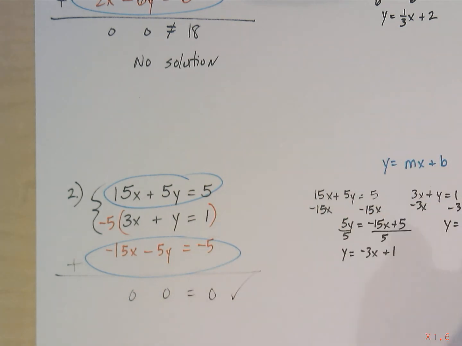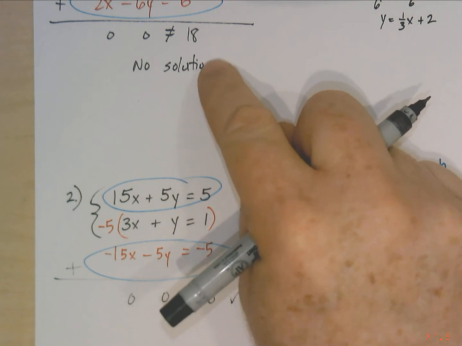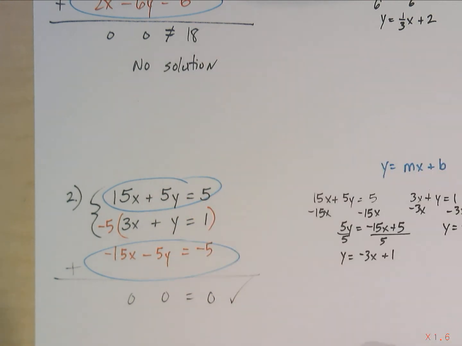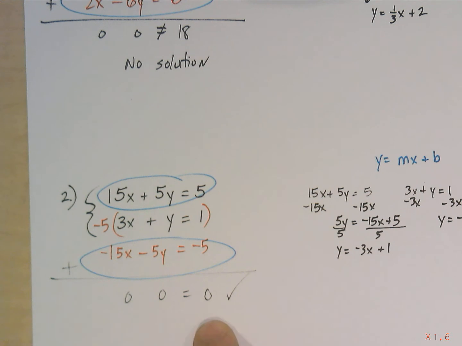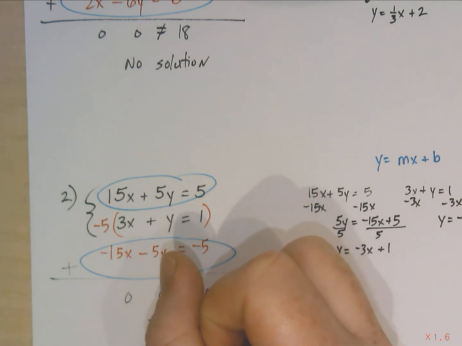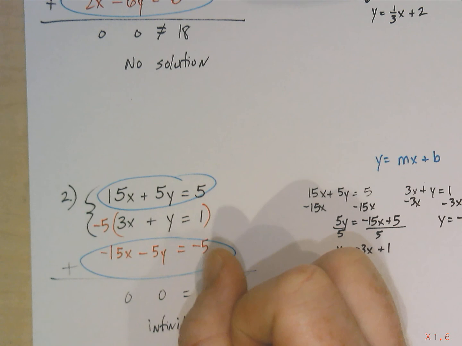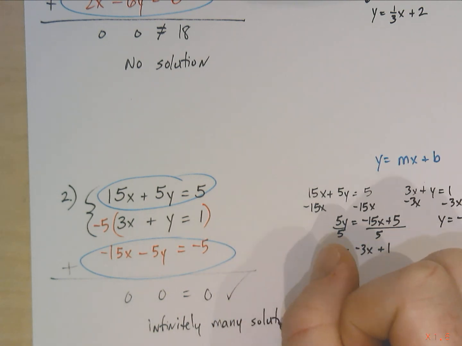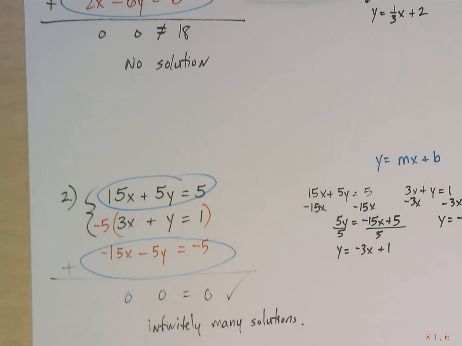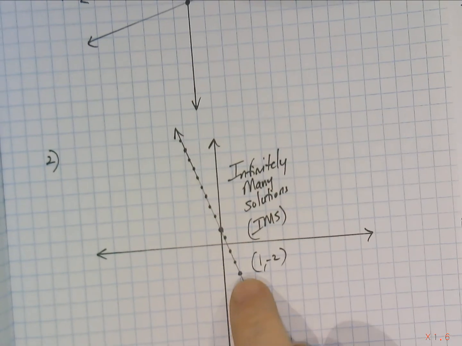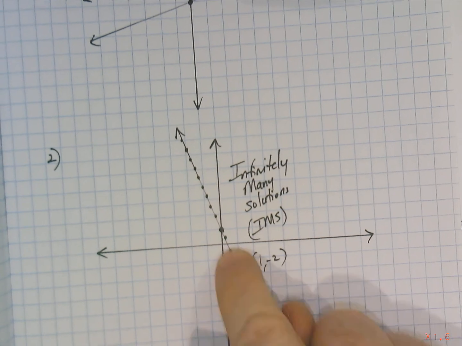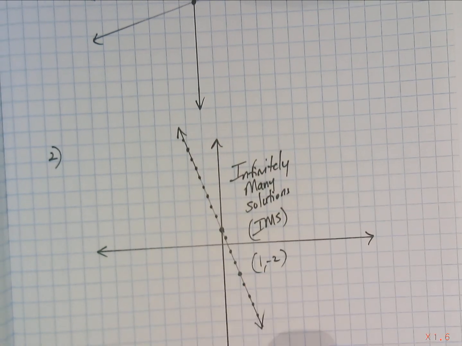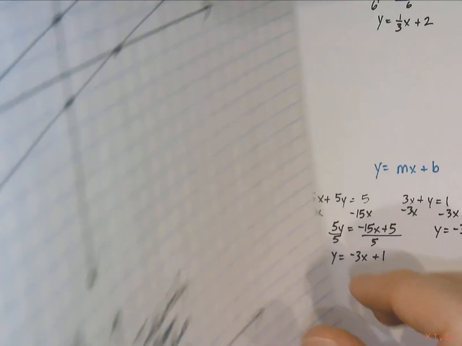So this actually works out, unlike this one up top here. There, 0 does not equal 18. But 0 does equal 0 here. So this actually works out. So this is infinitely many solutions. And like I said, this ordered pair here that we graphed earlier, 1, -2, is one ordered pair out of infinitely many solutions that will fit that equation.